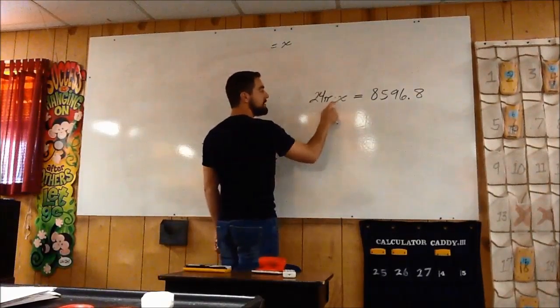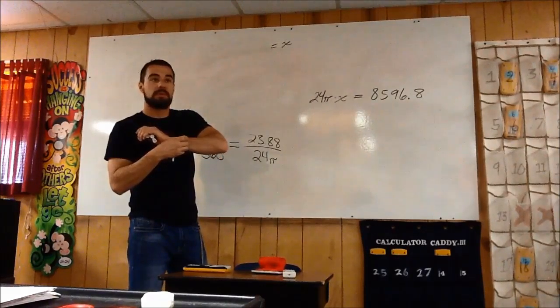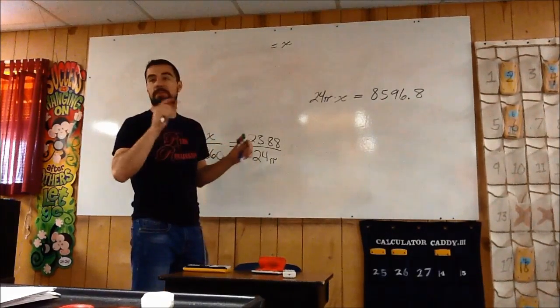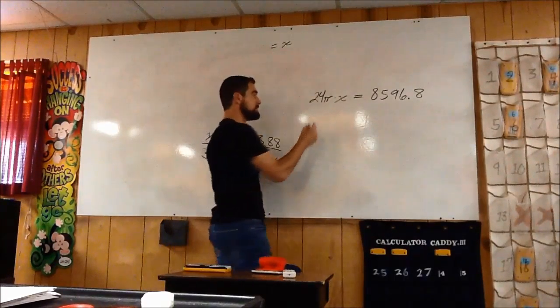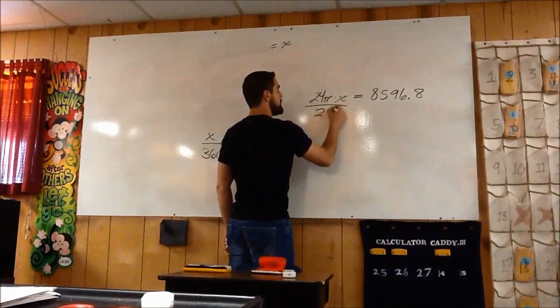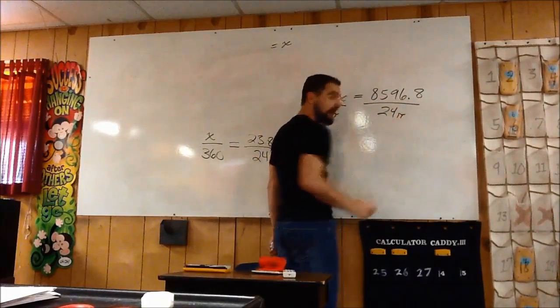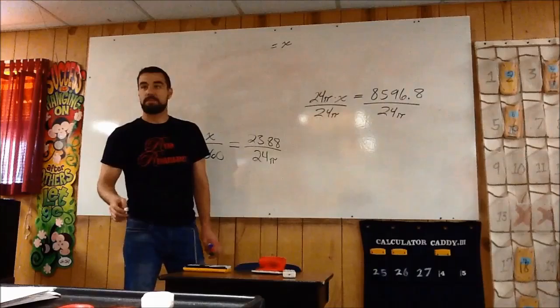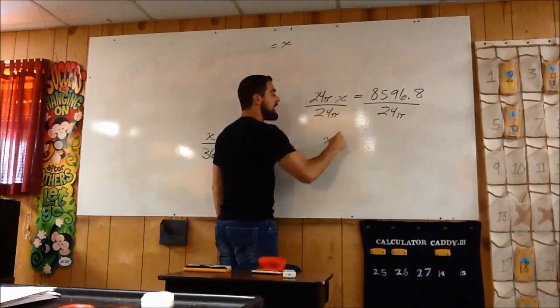What's currently happening to the variable x? What's currently happening? It's being multiplied by 24 pi. So what are we going to do to get x, the variable, by itself? Divide both sides of the equation by 24 pi. So that now on the left-hand side, we are just left with x.